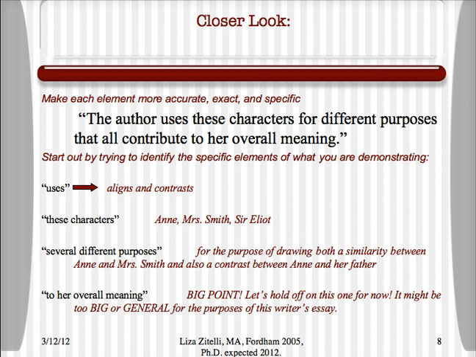Start out by trying to identify the specific elements of what you are demonstrating. "Uses" may become "alines and contrasts" to be more specific. Name the characters: Anne, Mrs. Smith, Sir Eliot. Name the purposes: for the purpose of drawing both a similarity between Anne and Mrs. Smith and also a contrast between Anne and her father. Tell her overall meaning. This is a big point. Let's hold off on this one for now. It might be too big or general for the purposes of this writer's essay.